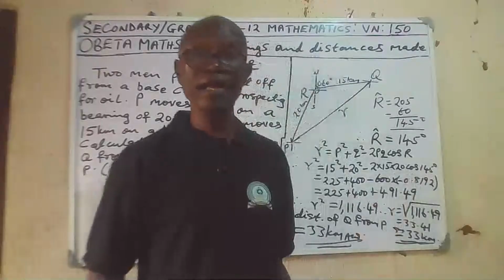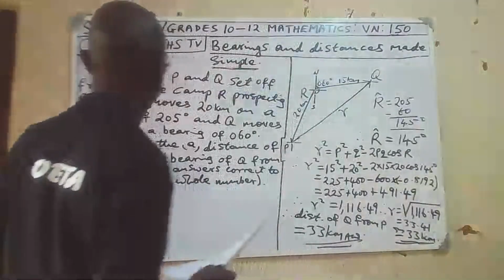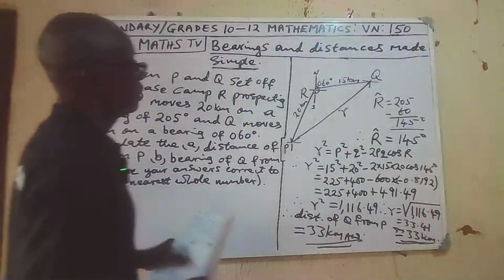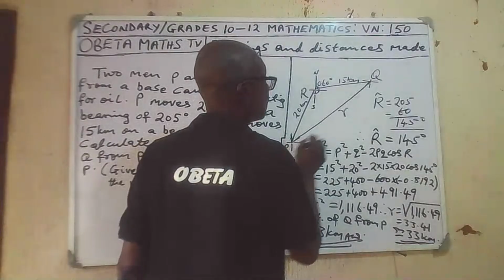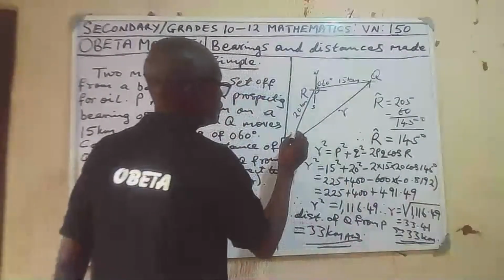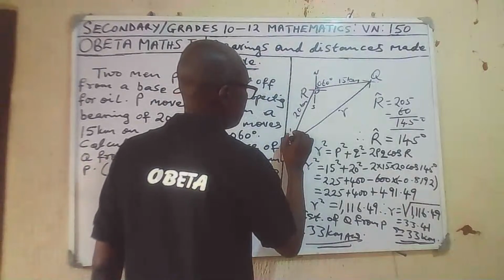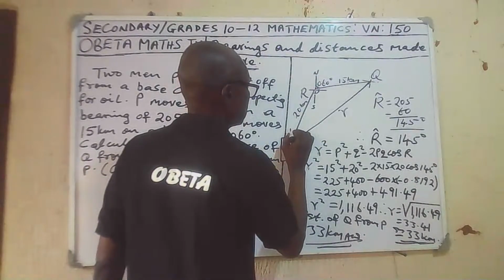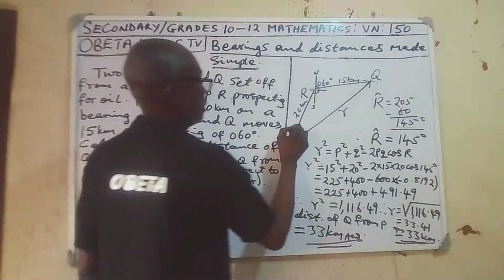So we can now go ahead and find the bearing of Q from P. Remember that bearing of Q from P, you still start from the north, from here to the line joining Q. So that is the bearing of Q from P.